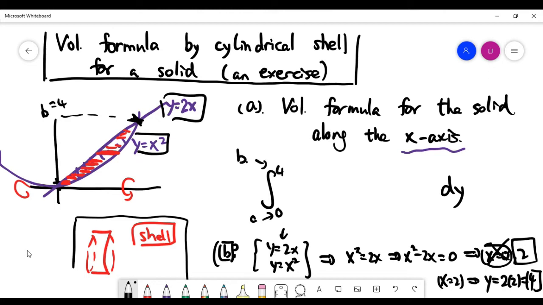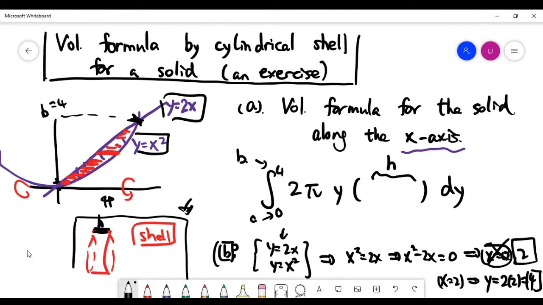And what is the content inside the integral? For the x-axis rotation, it should be 2 pi y times something. This something represents the height of the cylinder. Let's look at this black box. You see the height is essentially the horizontal length of this black line.